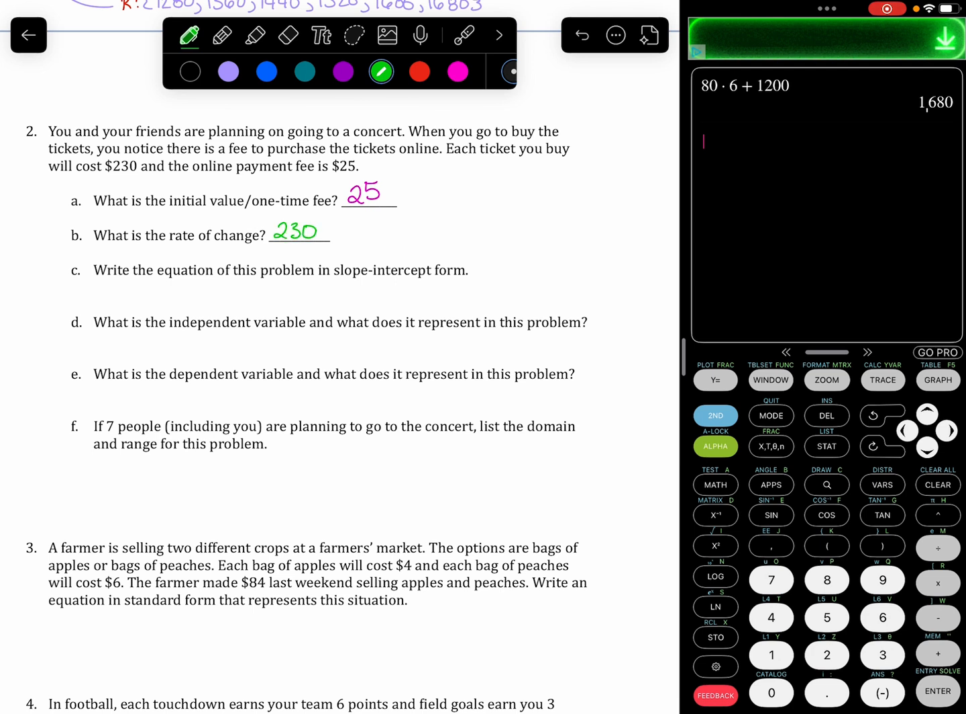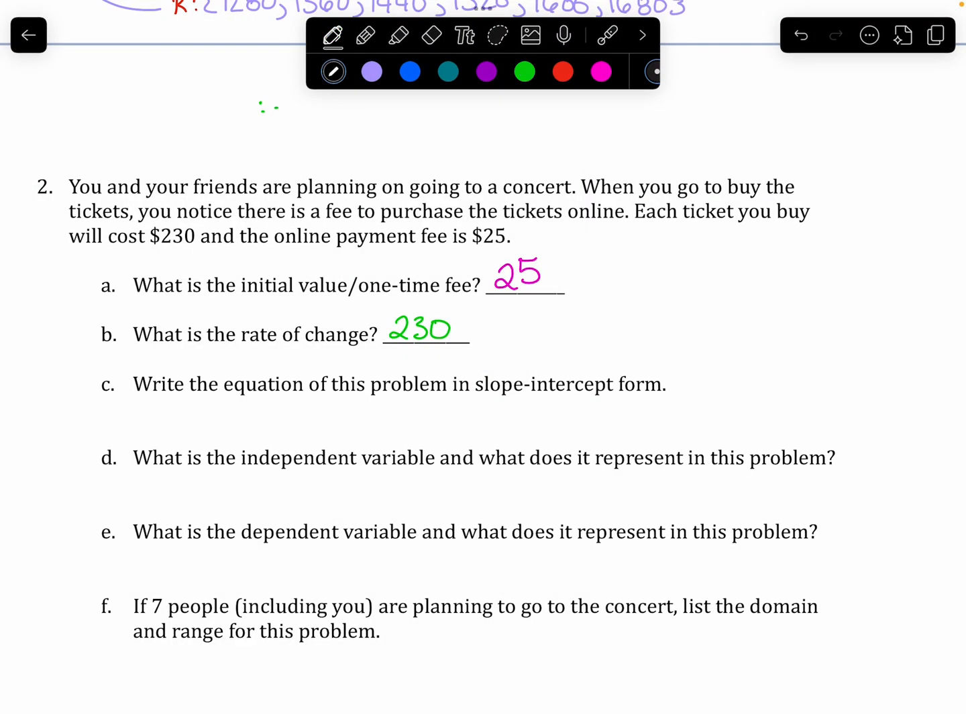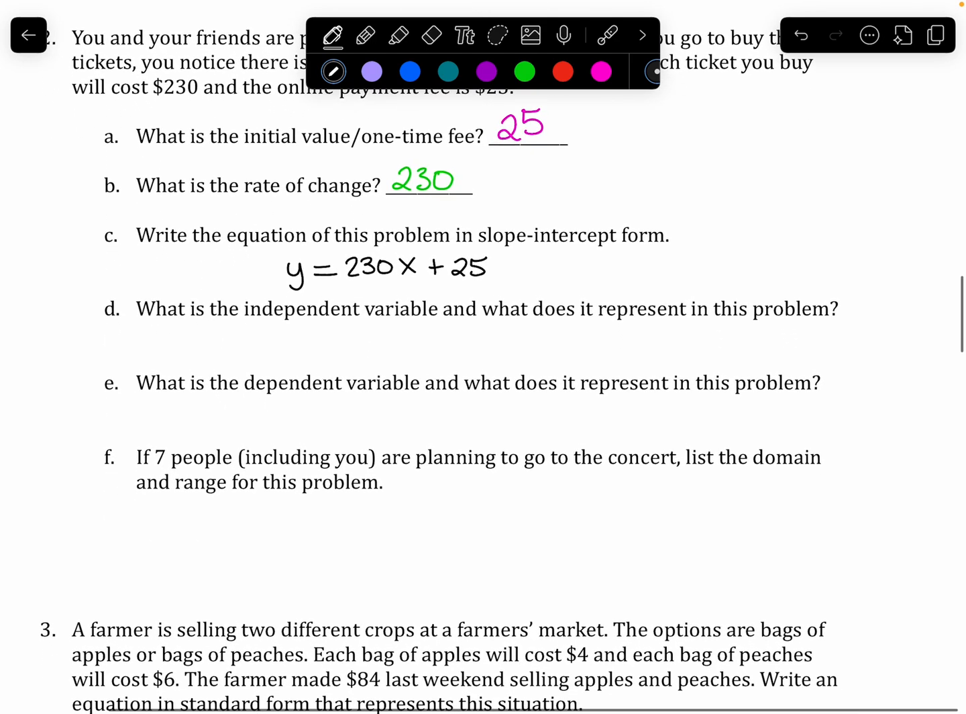Okay. And then you are going to have a rate of change of 230. Write the equation of this problem in slope-intercept form. So we know, oh my gosh, I forgot. I can't do that when my calculator's open. So we know that we have y equals 230x, because it's $230 per ticket, plus my one-time fee of $25.